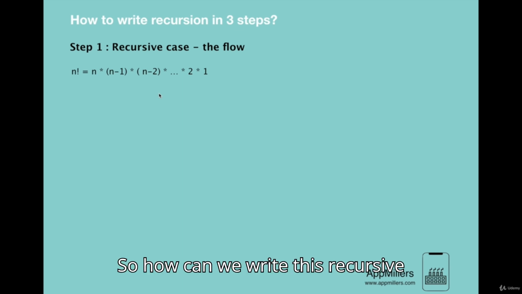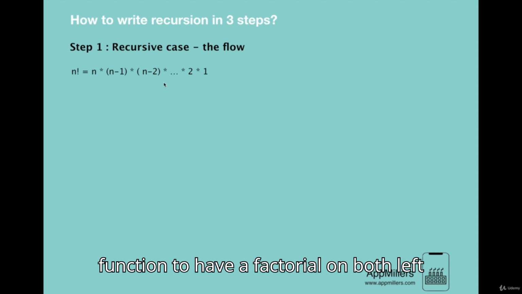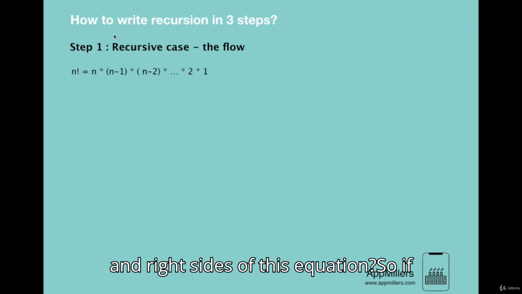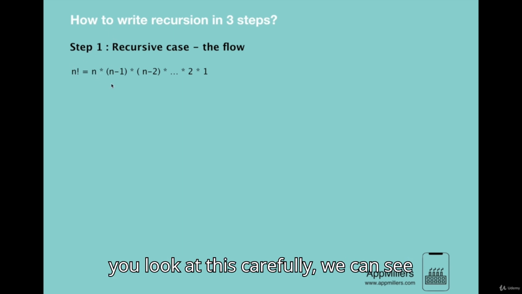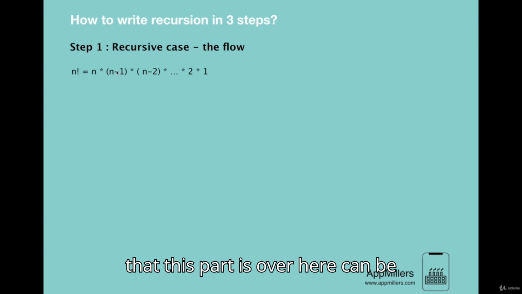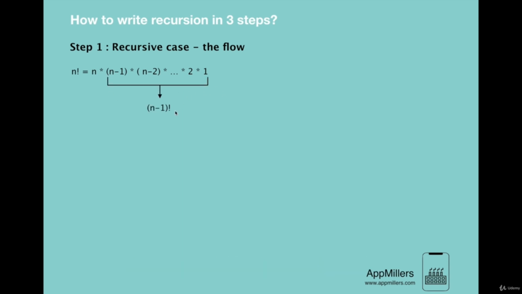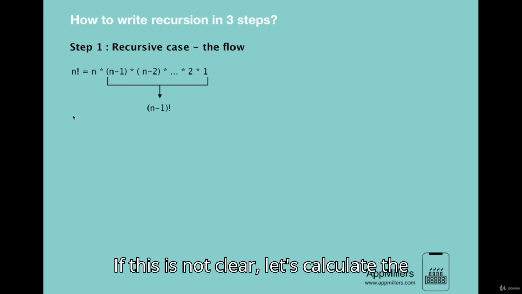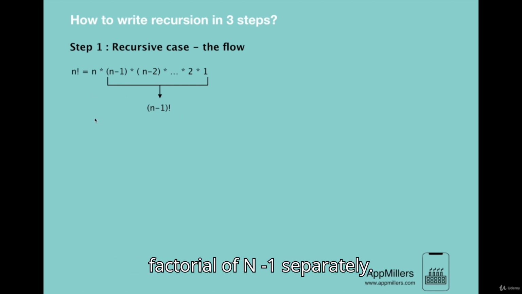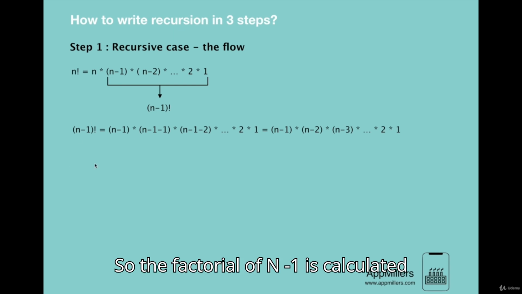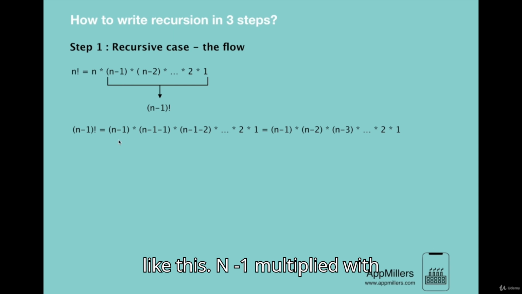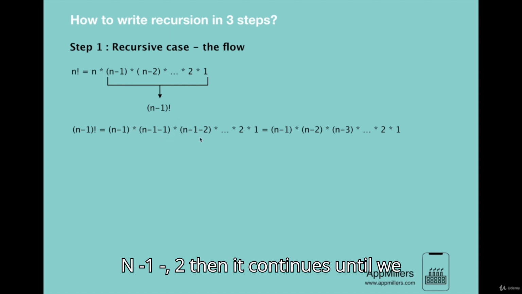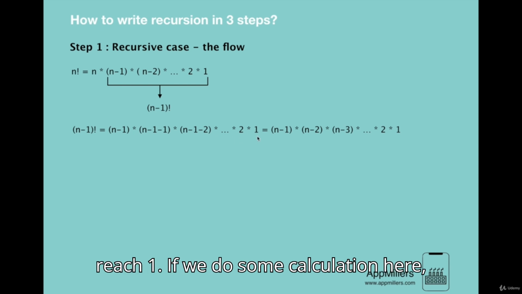So how can we write this recursive function to have a factorial on both the left and right sides of this equation? If you look at this carefully, we can see that this part over here can be expressed as n minus 1 factorial. If it is not clear, let's calculate the factorial of n minus 1 separately. The factorial of n minus 1 is calculated like this: n minus 1 multiplied by n minus 1 minus 1, then multiplied by n minus 1 minus 2, and it continues until we reach 1.